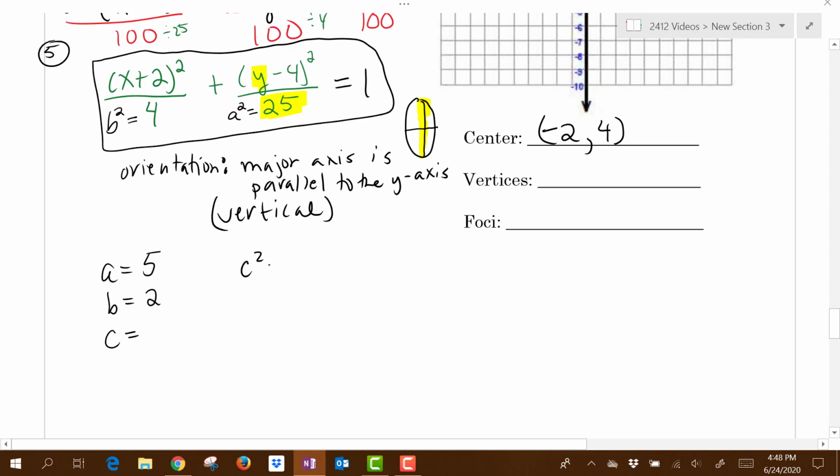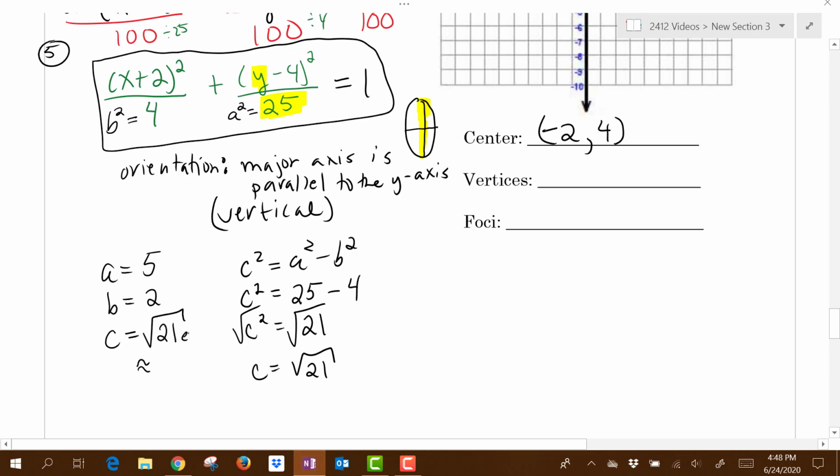To find the C value, we use our formula. C squared equals A squared minus B squared. So we get C squared equals 25 minus B squared, which is 4. And that gives C squared is equal to 21. So we're going to take the square root of both sides. We get C is equal to the square root of 21. Alright, we have the exact value. If you want to find the approximation, I think it's about 4.6-ish. Okay, so if that comes in handy, we can use that.